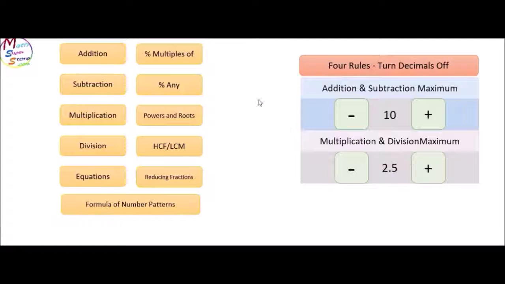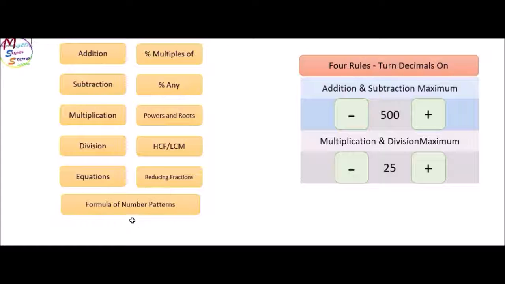Here we have paper fortune teller maker, or as it's called in America, cootie catchers. Here we can turn on decimals and turn off decimals for the 4 rules part, and we can choose the addition subtraction level that we want here and the size of multiplication and division. If we turn off decimals, we notice it goes a lot higher.